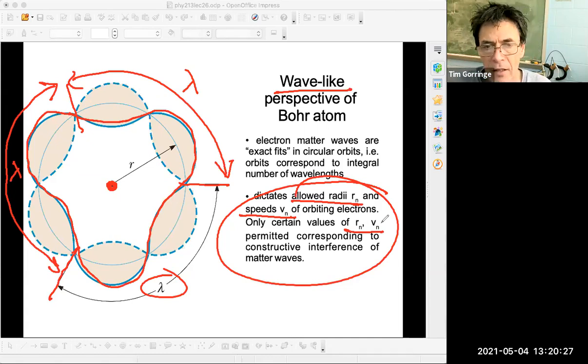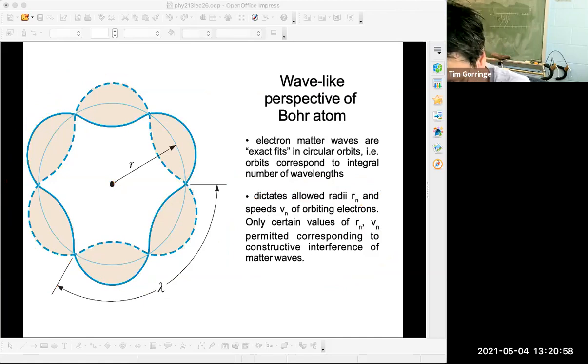So the n equals 1 would be the first matter wave that fits in the kind of atomic box. The n equals 2 would be the second matter wave that fits in the atomic box. This would be n equals 3. It's the third matter wave with 3 full wavelengths that fit in the atomic box. And so for each of those, there's an R1 and a V1 for that first matter wave that fit in the box, and R2, V2 for the second matter wave that fit in the box, and R3, V3 for this matter wave that fits in the box. So that's the idea.